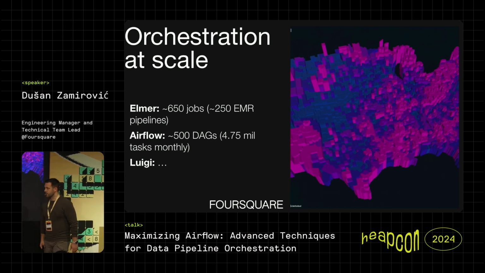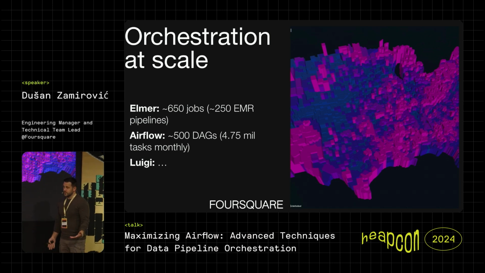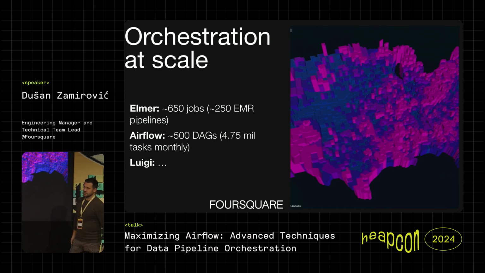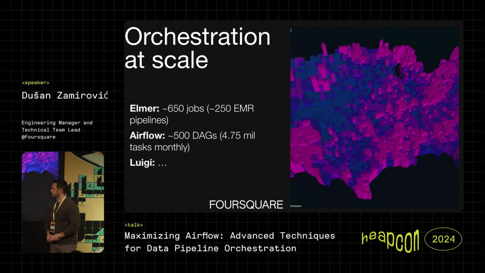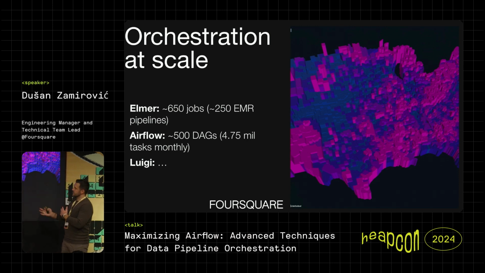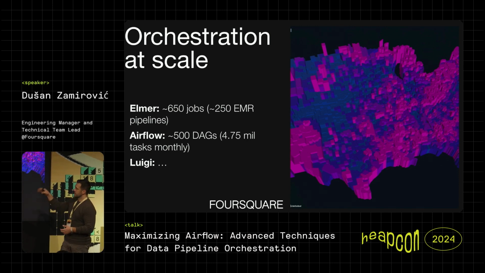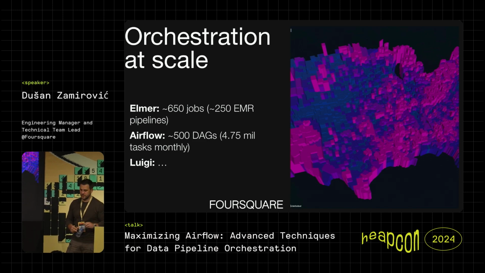In Airflow, we have, let's say, 500 DAGs. Most of them are complex, not as simple as 3 tasks or something like this. Most of them are very, very complex. In essence, that means that we have roughly, probably more than 5 million tasks running monthly. So we need some kind of big infrastructure to run this. And Luigi, I didn't check. I didn't want to check.